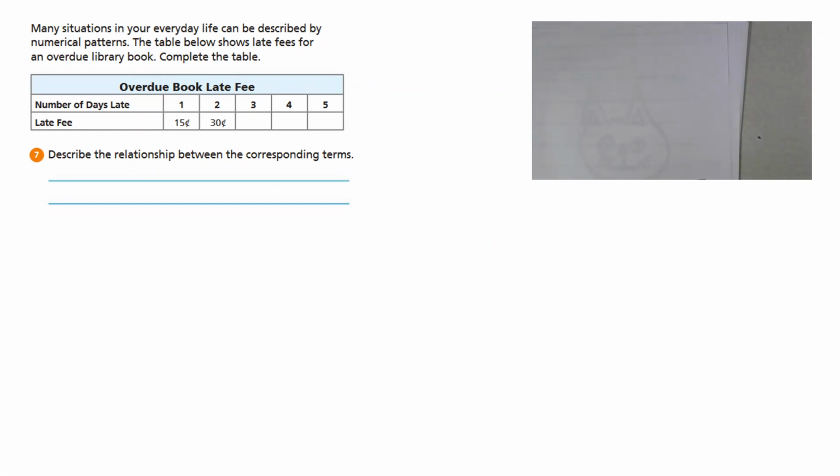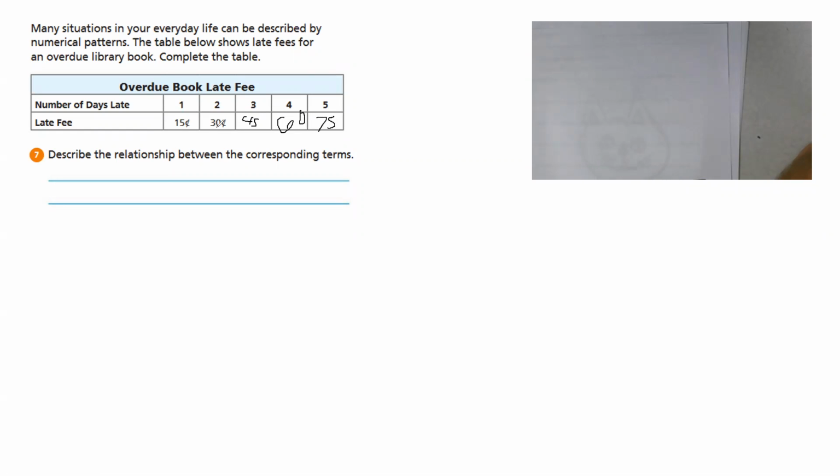Many situations in your everyday life can be described by numerical patterns. The pattern or the table below shows late fees for an overdue library book. Complete the table. Okie dokie. So 1 day, 15 cents. 2 days, 30 cents. 3 days, 45 cents. 4 days, 60 cents. 5 days, 75 cents.